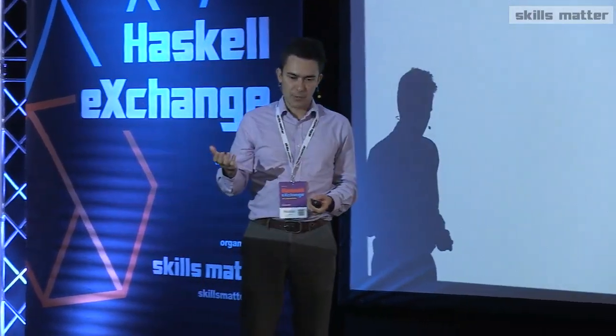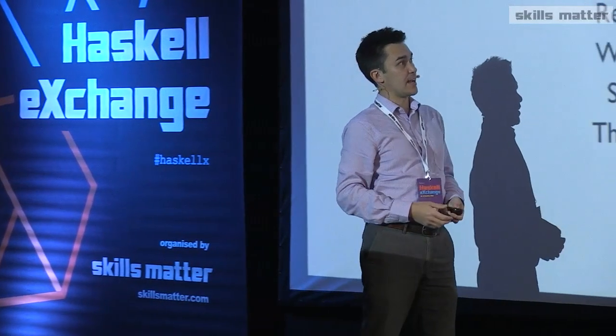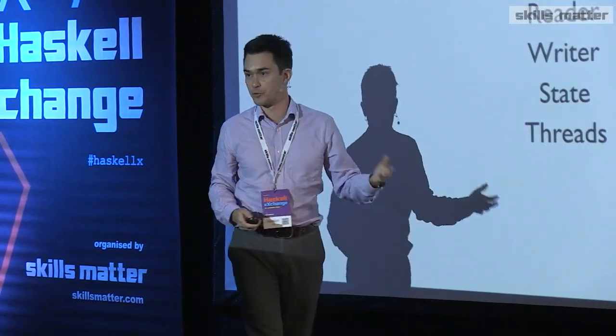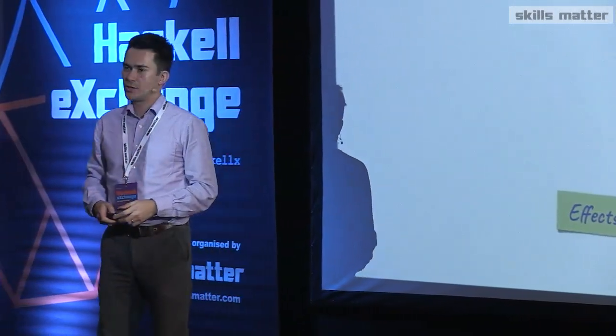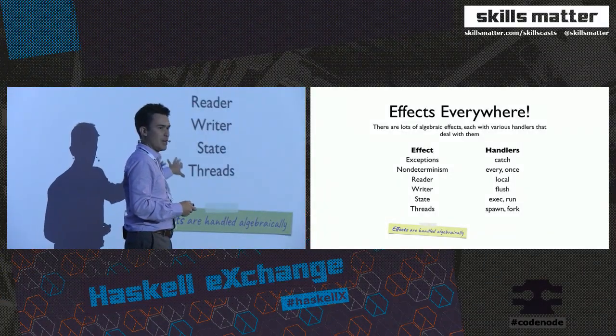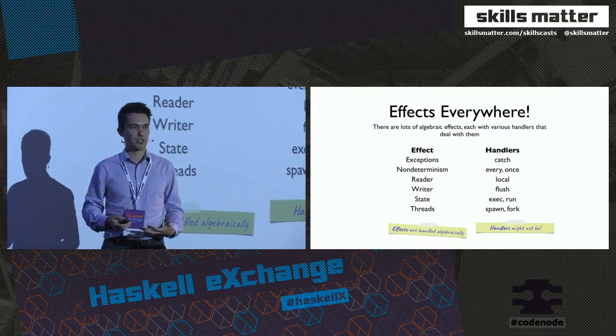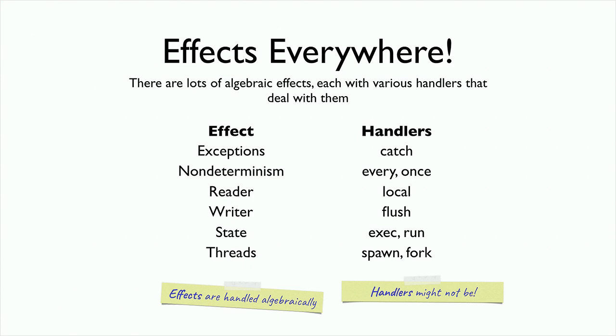And effects are everywhere. So you've got exceptions, non-determinism, reader, writer, state, threads, that's all great. And handlers are essentially these functions that know how to operate on the tree, to manipulate the tree from being in one form into being in another form. And for that, you've got things like catch, every, once, local, flush, exec, run, spawn, fork, etc. And the point is that effects in the algebraic effects setting have to be handled so-called algebraically, which I'll explain in a minute. But handlers might not be algebraic. So the handlers themselves aren't like operations. You can't treat them in the same way, and we'll see why that causes problems later.